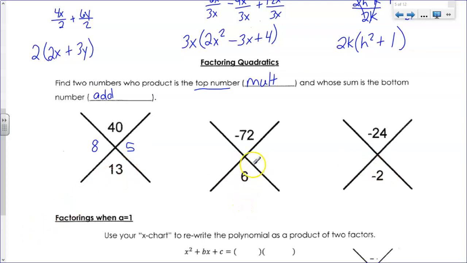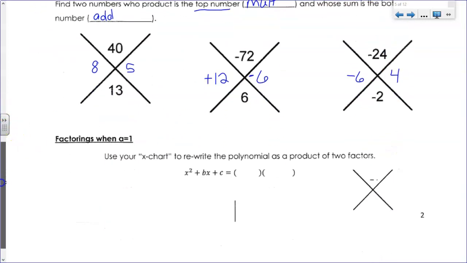All right, if you'll stop the video now and then do these next two and come back and check yourself. All right, so hopefully you got negative 12 and positive 6 to give you negative 72. And then 6, is that correct? No, the 12 can't be negative. The 12 has to be positive, and the 6 is negative. Trying to see if you're paying attention. All right, so then here we have negative 6 and positive 4. Negative 6 times 4 is negative 24. Negative 6 plus 4 is negative 2. So watch your signs.